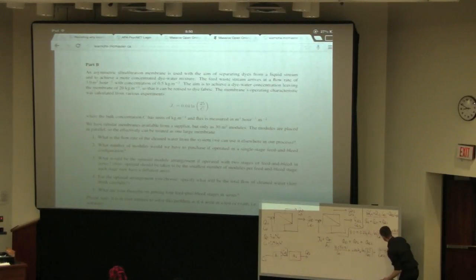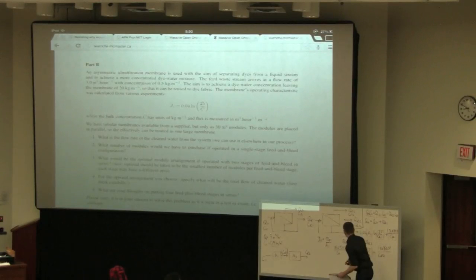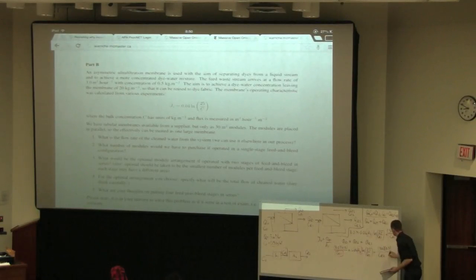If I simply substitute in Q0 C0, and then here, my other unknowns, CR1 again, A2, but I know CR2. CR2 is equal to 20, that's my desired outlet concentration. So CR2 is actually known. So two equations, three unknowns. Okay, which is then where the optimization comes in.